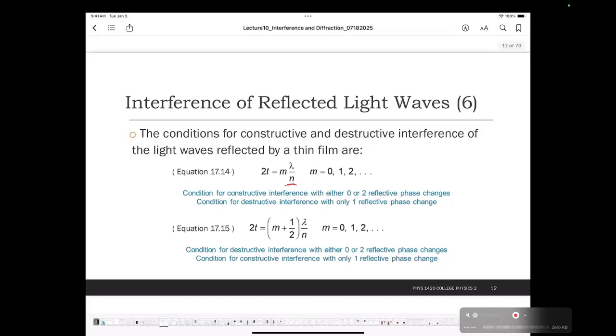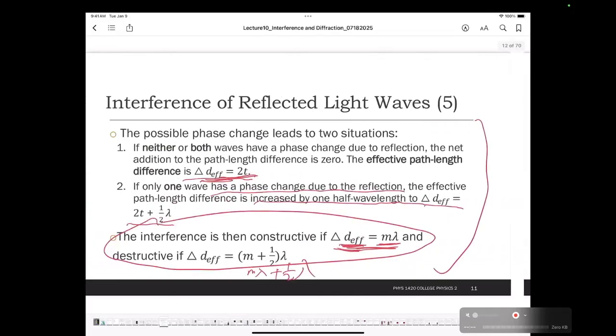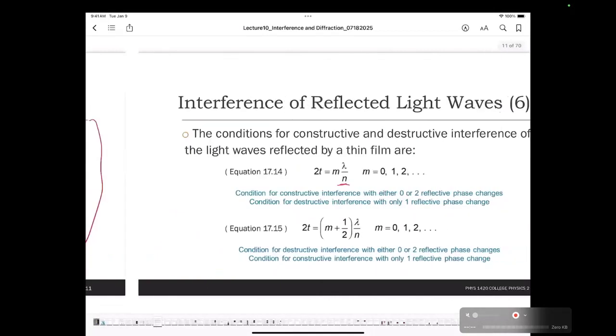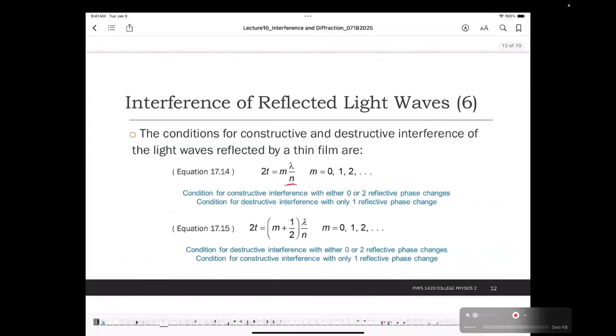Okay, and the similar thing for the destructive interference. You can see this one equals this one. But lambda is changed, so we have these equations. Those equations help us calculate when there will be a constructive interference and when it will be a destructive interference.